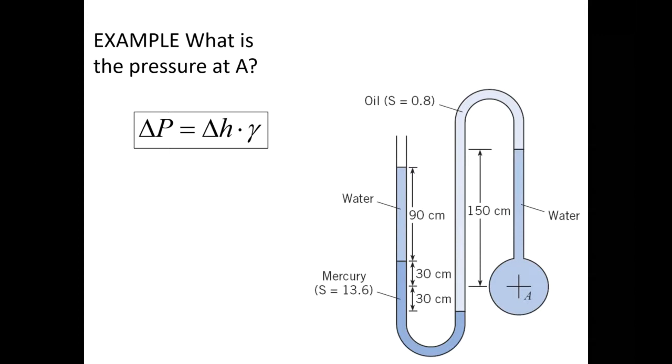It's the same process as the previous example. Let's try it again. Hopefully you've got your calculator handy, scratch paper or notes. We already know the pressure at one is zero. Find P2, P3, P4, and then finally P5, which is the pressure at the center line of that pipe. That's going to be the pressure at location A.